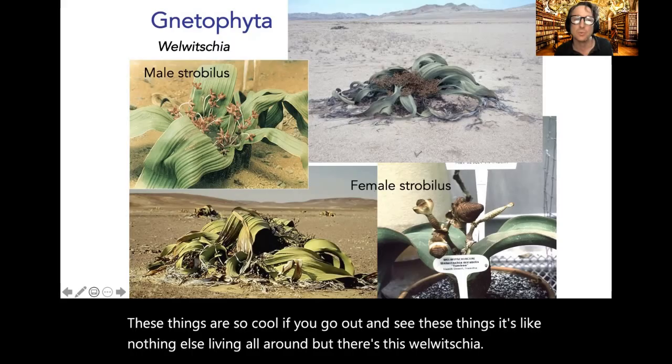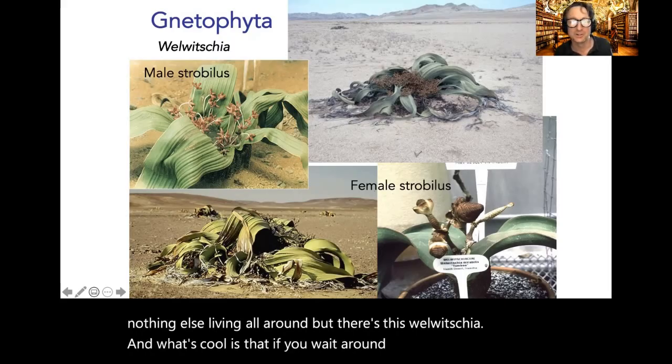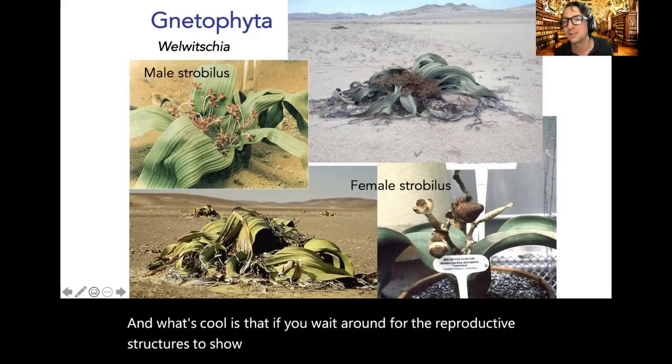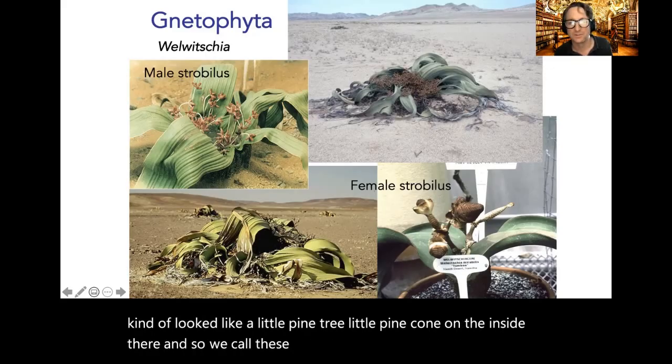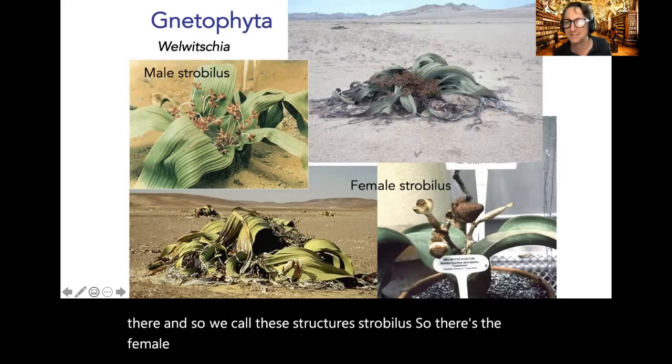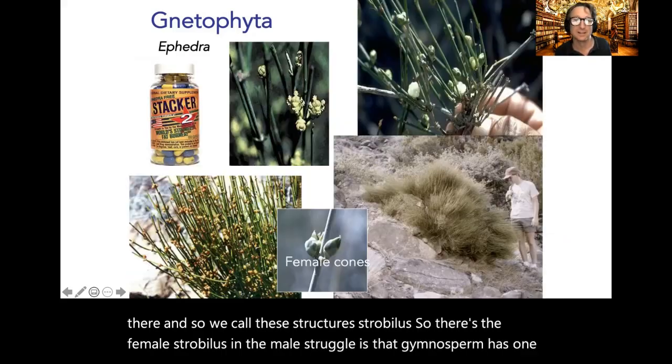And what's cool is that if you wait around for the reproductive structures to show up, there are these cone-like structures. They kind of look like a little pine cone on the inside there. We call these structures strobilus. So there's the female strobilus and the male strobilus. It's a gymnosperm, okay, that's one integument. All right, cool plant.